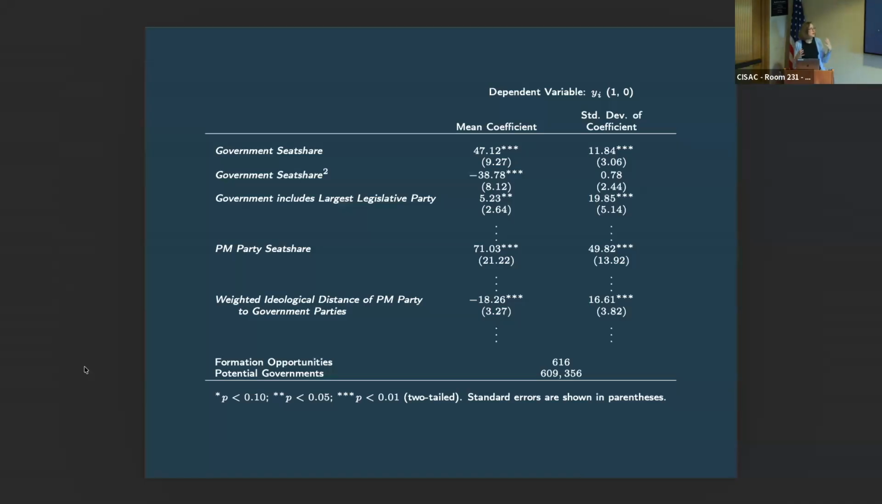And it turns out that as the distance between a potential prime ministerial party and the other parties in the government increases, it does reduce the likelihood of that potential government being chosen, which is something that we would expect given our theories of how government formation works, but not something that we were previously able to test.